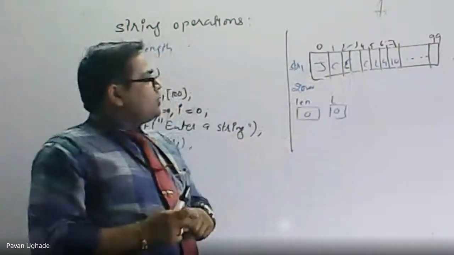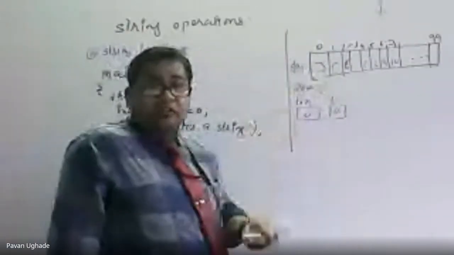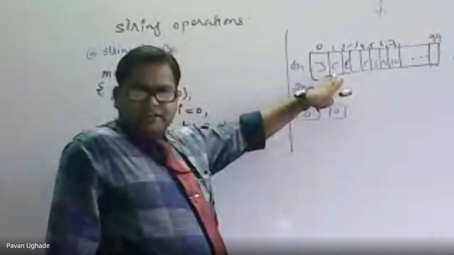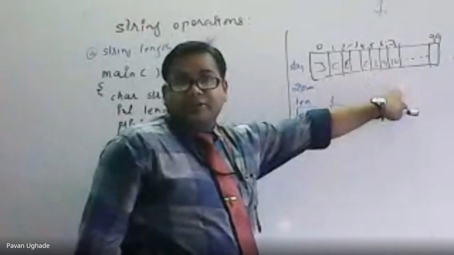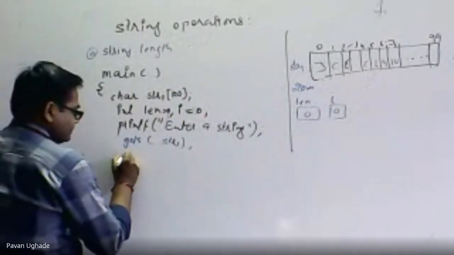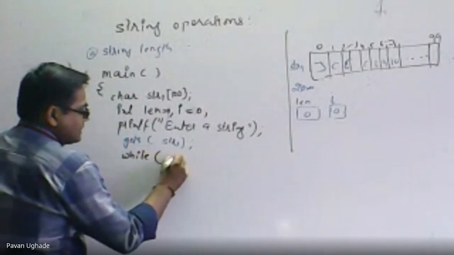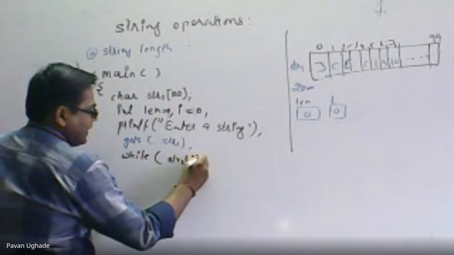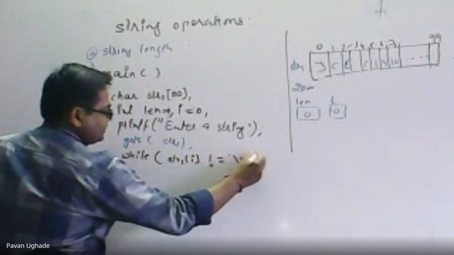So we will be comparing whether the first character is backslash 0 so that we can know whether it is the end. If not, we increment, take the next one, check, check, check, and at the last we will be reading it. The same way we will be following here. While str1 of i not equals to backslash 0.